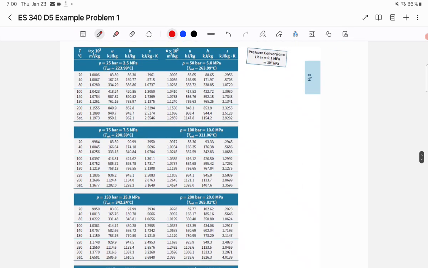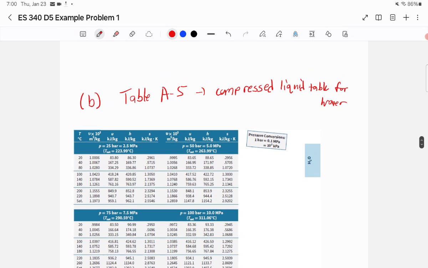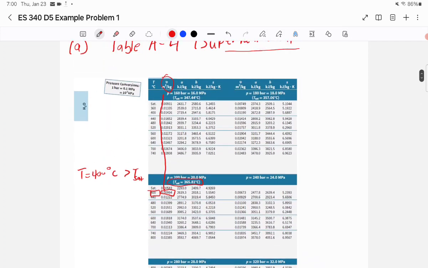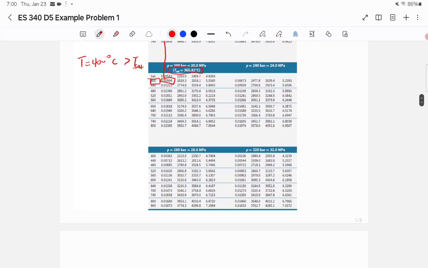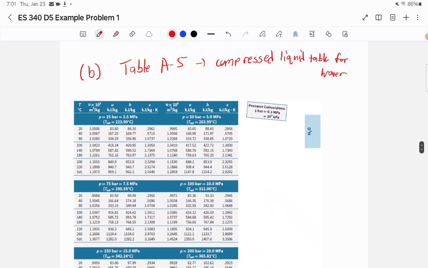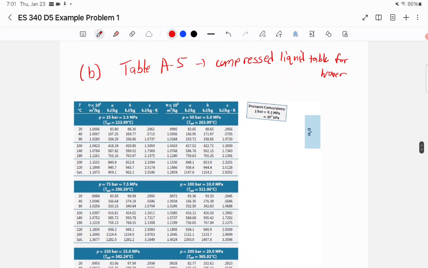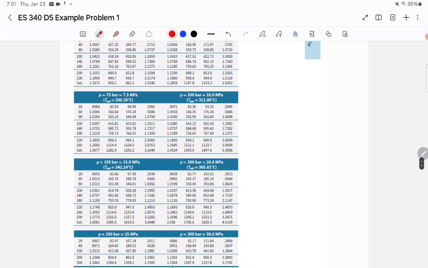I definitely think you should take a look at all these tables. They're in the back of your book, and you can find them hopefully relatively easy. In any case, this is table A5, and I was looking at 40 degrees Celsius and 20 megapascals. Okay, so table A5, I have 5 megapascals there, 10 over here. Here we go. We're at 20 megapascals.